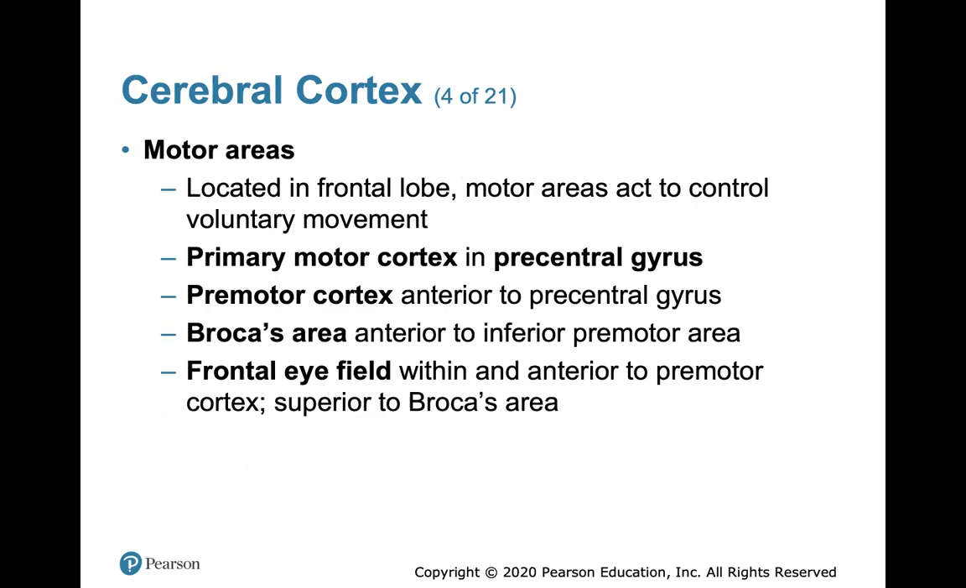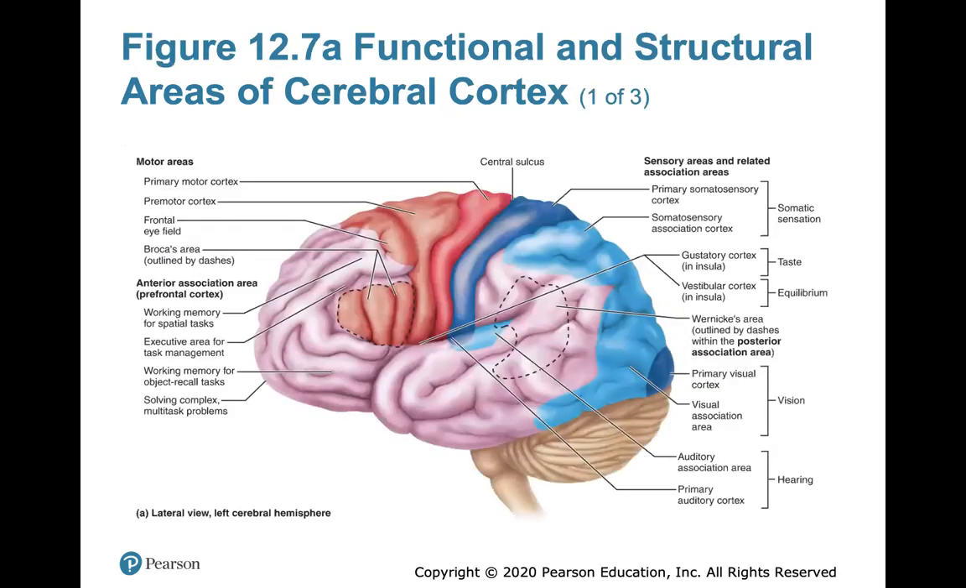So here's just a look at the functional and structural areas of the cerebral cortex. There's a lot of information here. I want you to know generally what each area does and its importance. So the motor areas are generally in the frontal lobe. The sensory areas are in the parietal lobe. So I do want you to know the general function of each area of the brain.